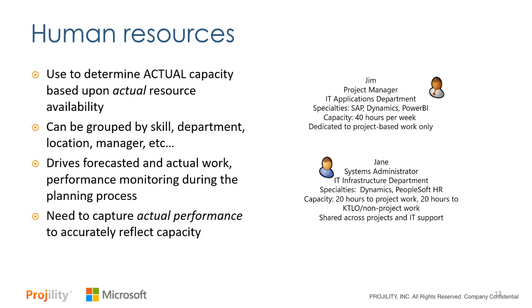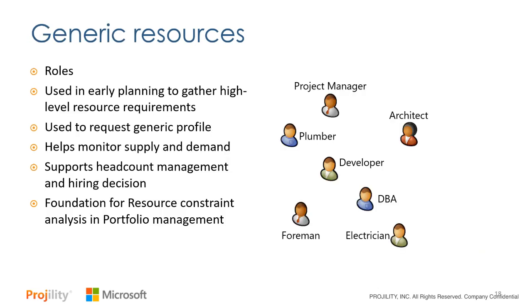The good thing about human resources, they drive your forecast and your actual work. It allows you to manage and measure the performance of these people to see if they're overbooked or underbooked, overutilized or underutilized. And we always want to use this as our hub for actual work. And that's where time tracking comes in, which we'll get into a little later. So that's the first kind of resource.